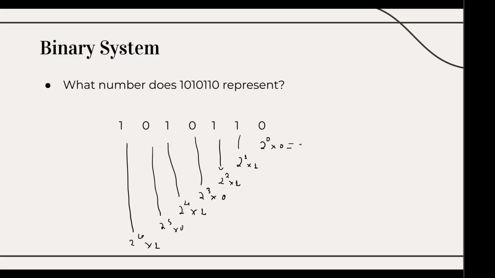Anything times 0 will be 0. 2 times 1 will be 2. 2 to the power of 2 is 4. Anything plus 0 is 0. 2 to the power of 4, we would have 2, 4, 8. No, sorry. 2, 2 times 2, 4. Then 8. Then 16. Here we would have 0. And here we would have 64.